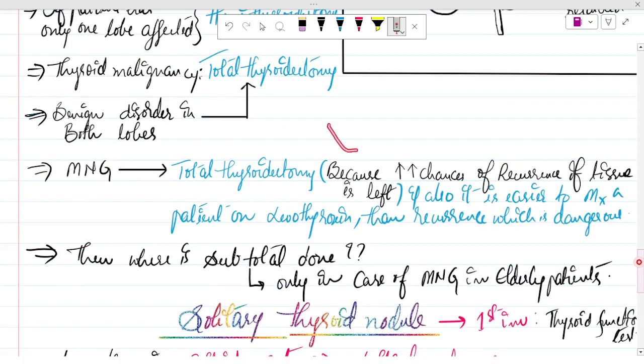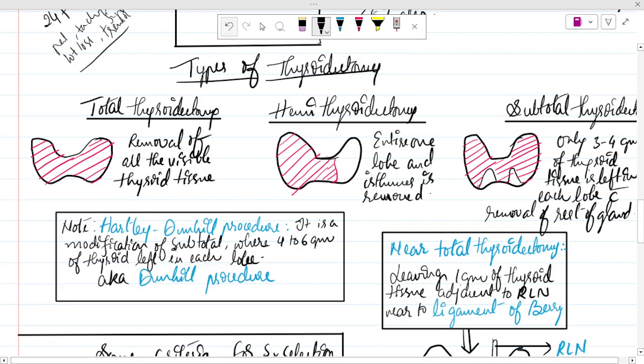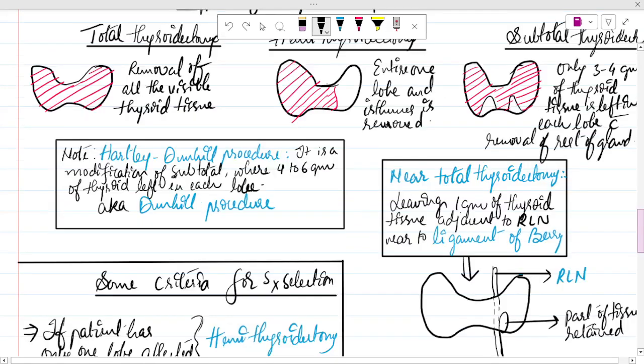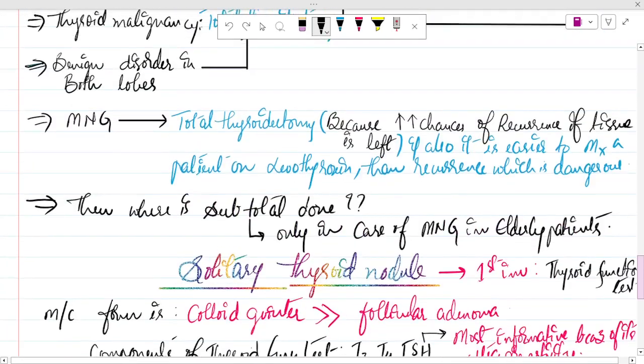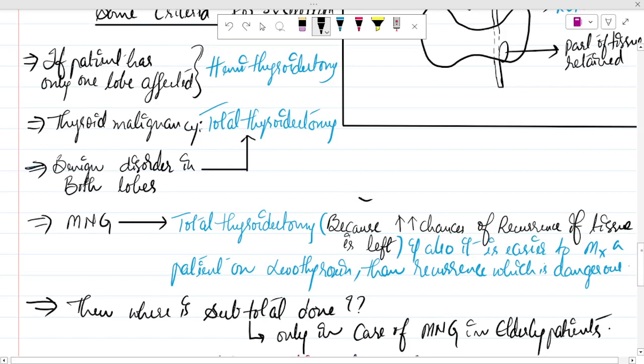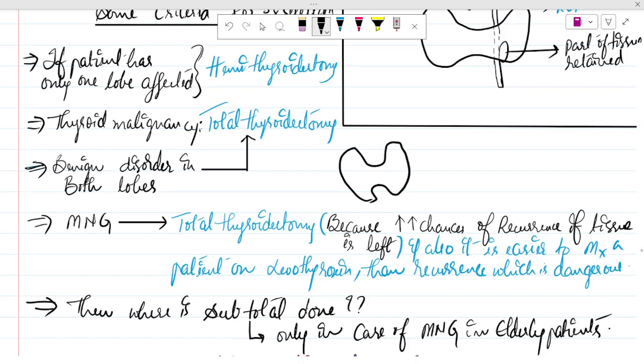I will just explain a small concept here. Don't think I am wasting your time, but please listen to this small concept. It is very, very important. For example, in multinodular goiter of the thyroid, you have hot nodules and you have cold nodules. So you will have multiple nodules.